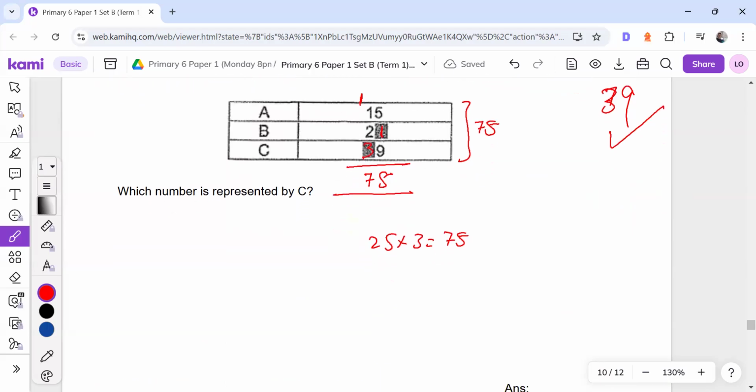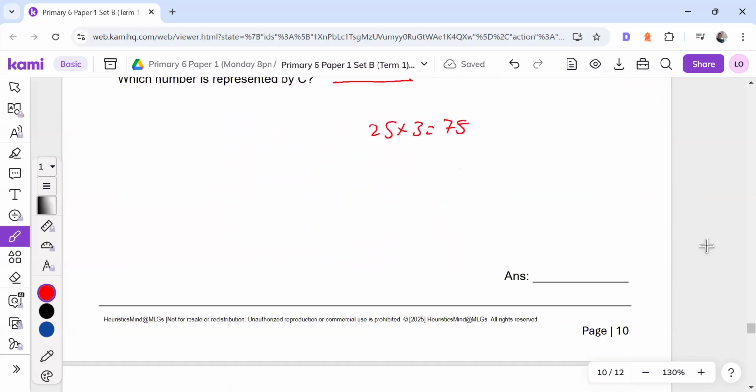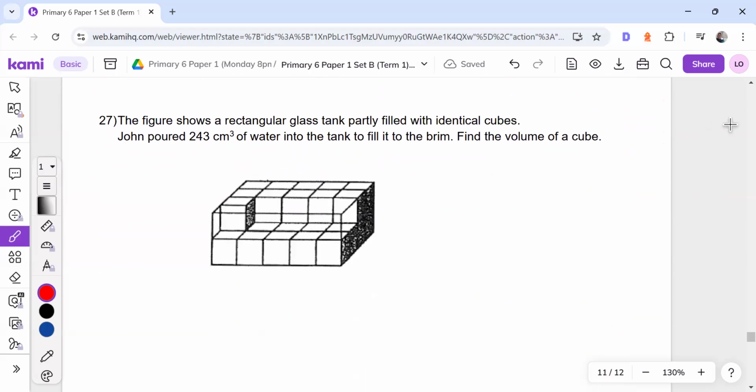Okay, so move on to question 27. This one, same thing. Some of you I don't know how to do. Every time you see cubes like this and you don't know how to do, at the most, go and find how many cubes. Go and count how many cubes. That's the simple thing you can do. So how many cubes are there inside here? Go and count. Some of you count by the columns. There's a shortcut here.